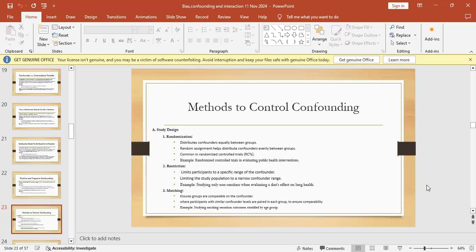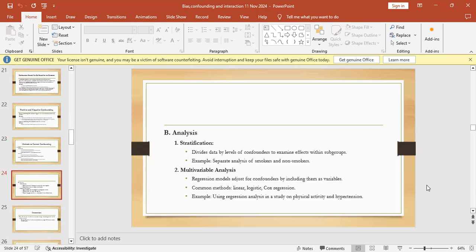It limits participants to a specific range of the confounder, limiting the study population to a narrow confounder range. For example, studying only non-smokers when evaluating a diet's effect on lung health. The next is matching. It ensures groups are comparable on the confounder, while participants with similar confounder levels are paired in each group to ensure comparability. An example is studying smoking cessation outcome stratified by age groups.